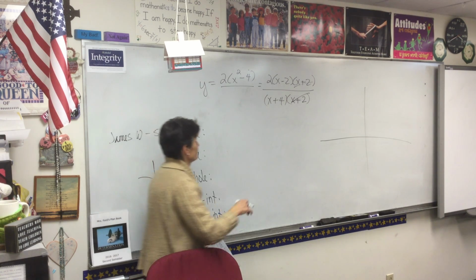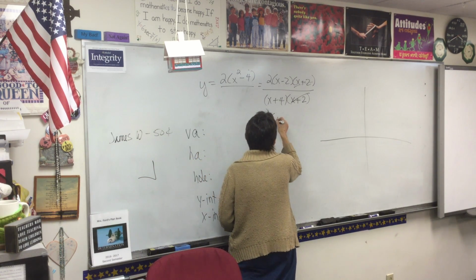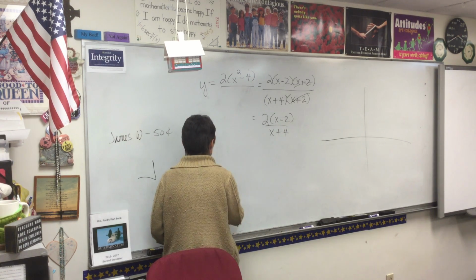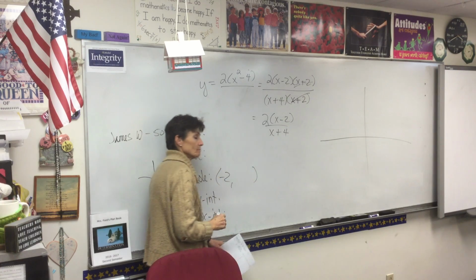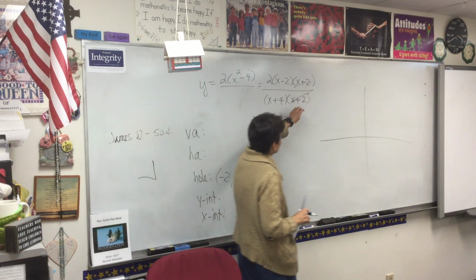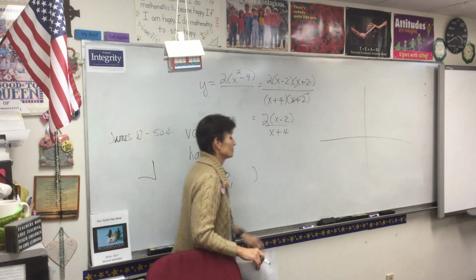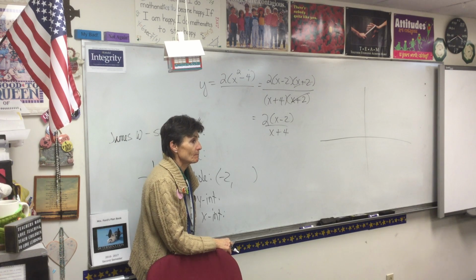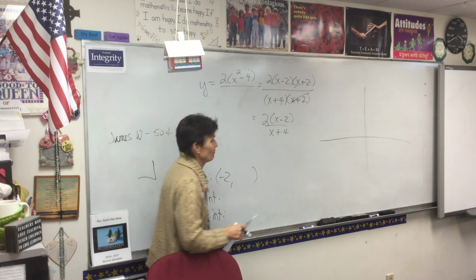Where's the hole? The hole is going to be at -2, comma, because we canceled out the +2. How do I find my Y? I plug it in and I do it carefully.